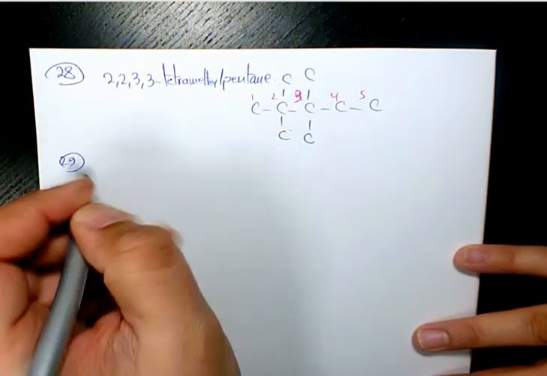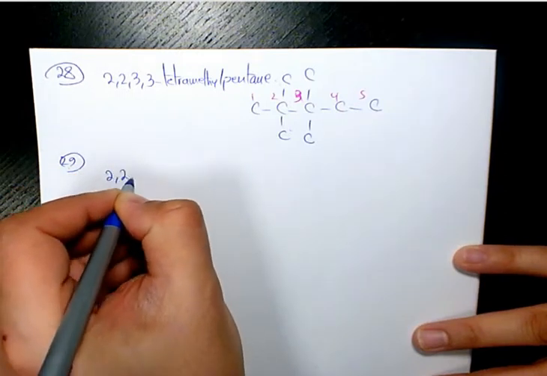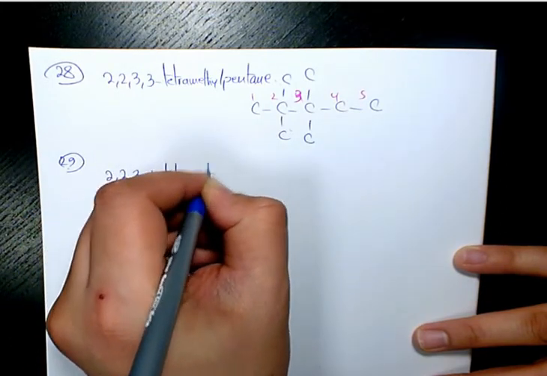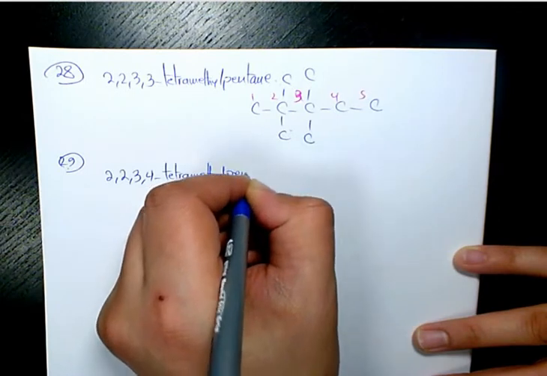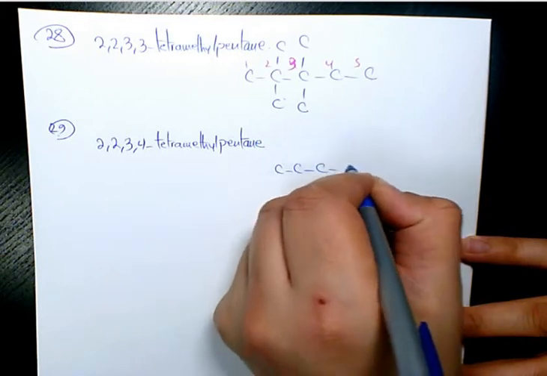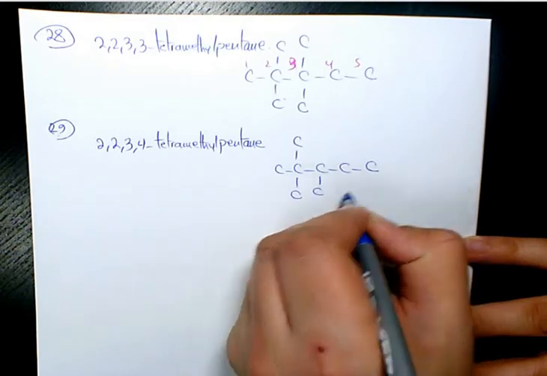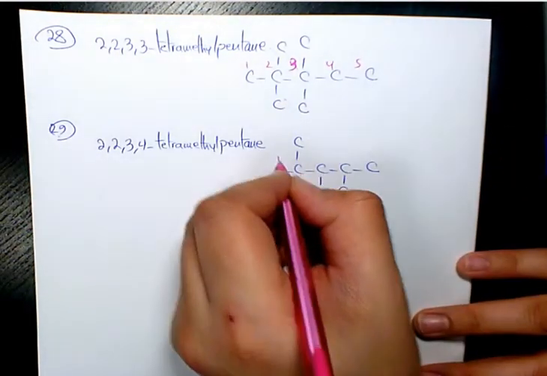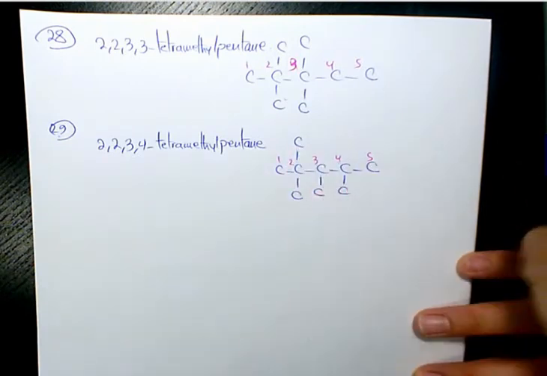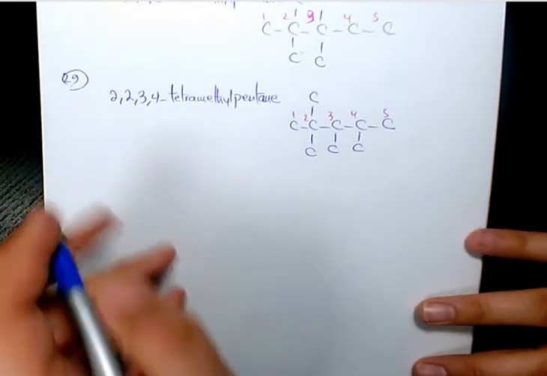Number 29 is going to be 2 and 2, 3 and 4 tetramethyl pentane. 1, 2, 3, 4, 5. So one on the second one, 1 on the third one, and 1 on the fourth one. So 1, 2, 3, 4, 5. So 2 on the second, 1 on the third, and 1 on the fourth. So that's why we have 2 and 2, 3 and 4 tetramethyl pentane.